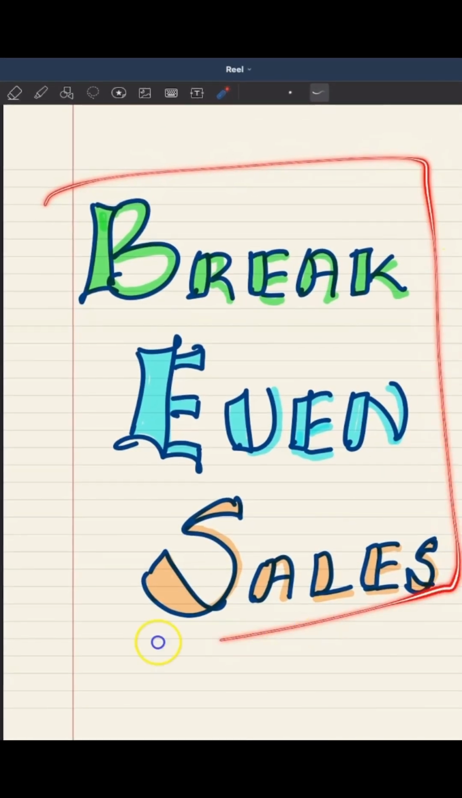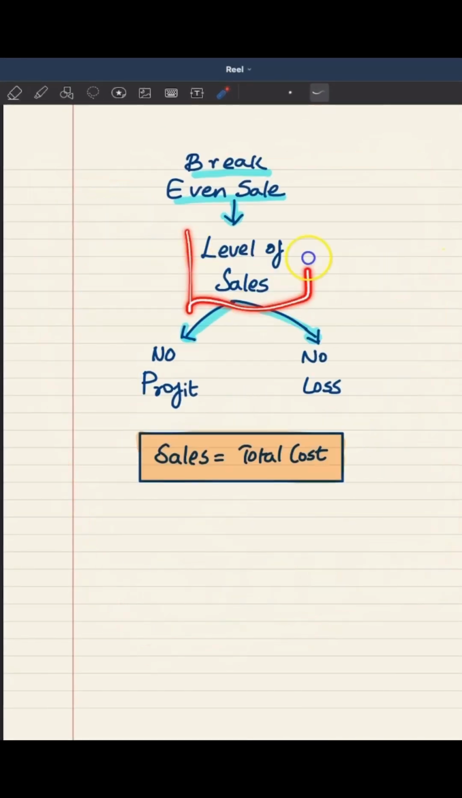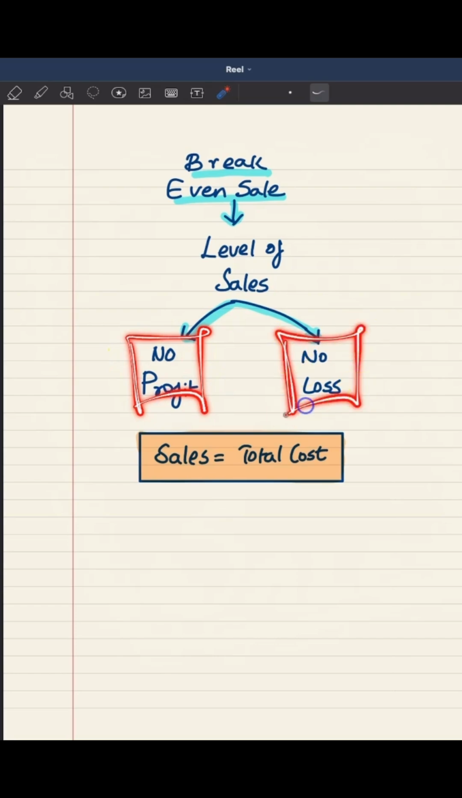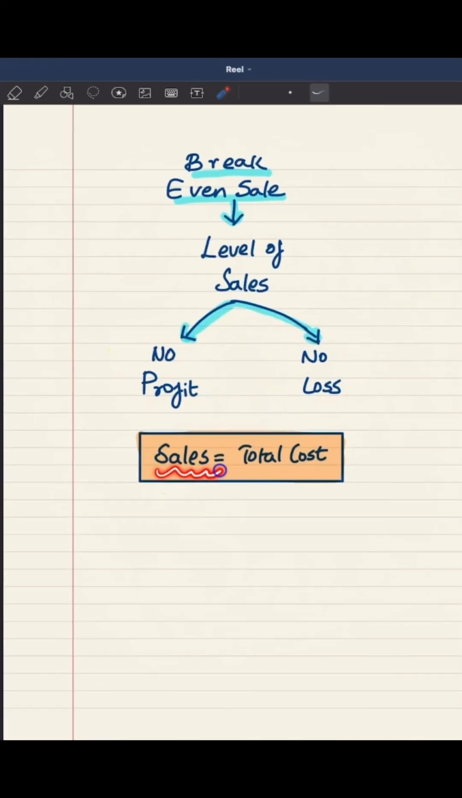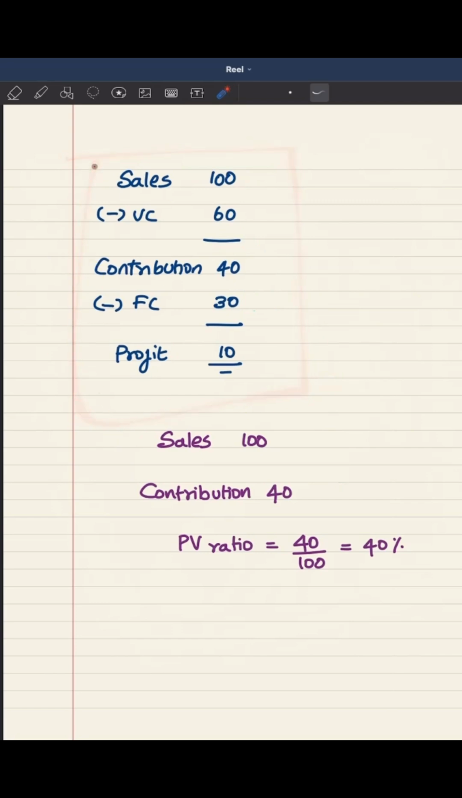Let's understand break-even sales. It is the level of sales at which a business makes no profit, no loss. It means the sales is going to be equal to total cost. Look at this, you will get better clarity.